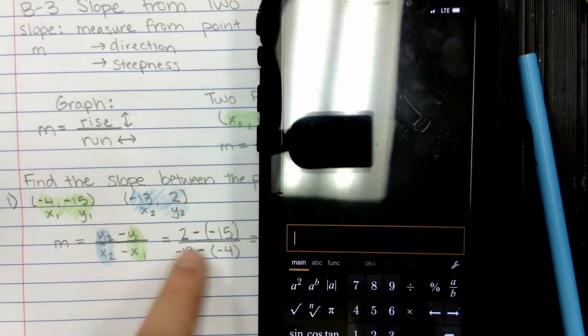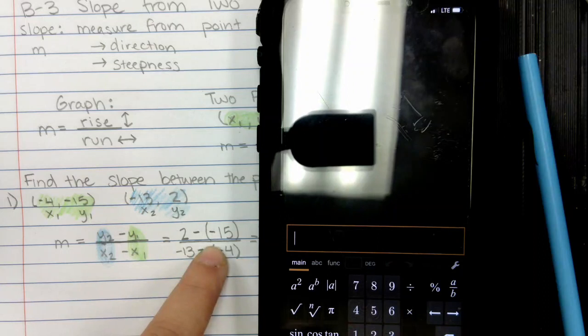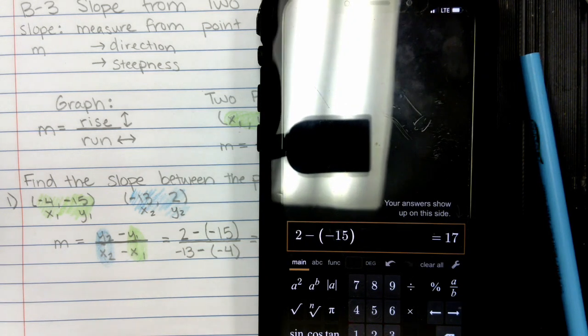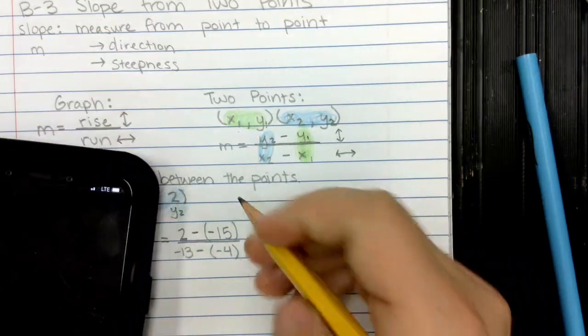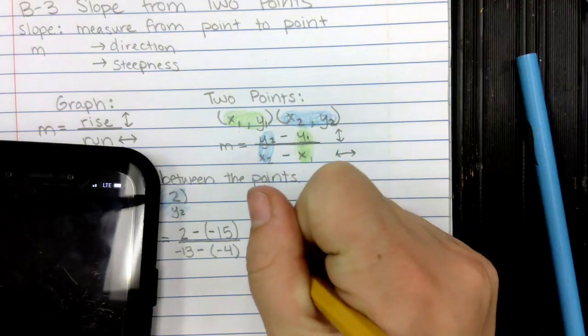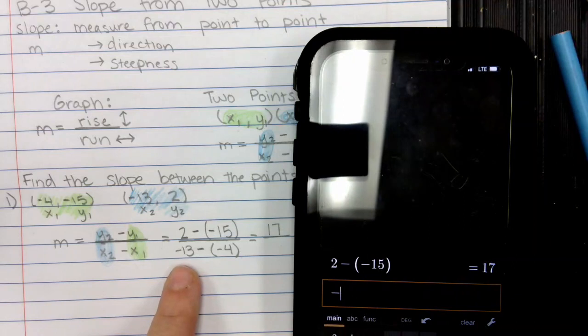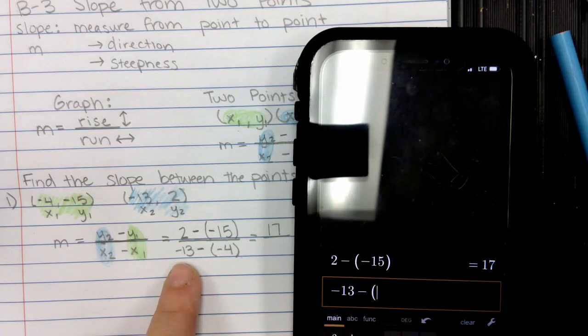And then negative 13 minus a negative 4. So if I have 13 negatives and I take away 4 negatives, negative 9. Now, we want to be able to simplify this if we can. So I'm going to just double check it. 17 divided by negative 9. And I'm going to hit that fraction sign here with the circle and 2 dots. And it leaves it as it is.